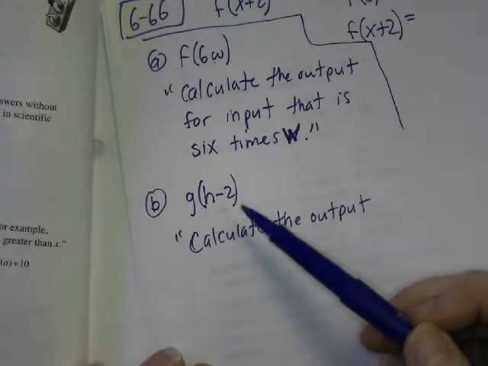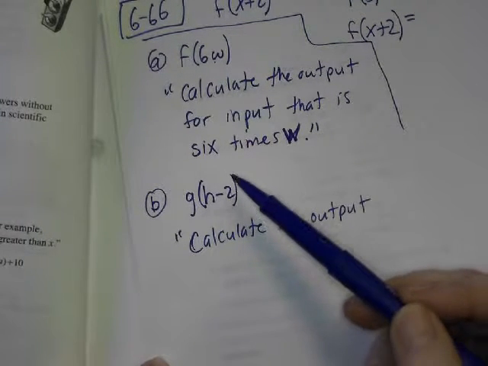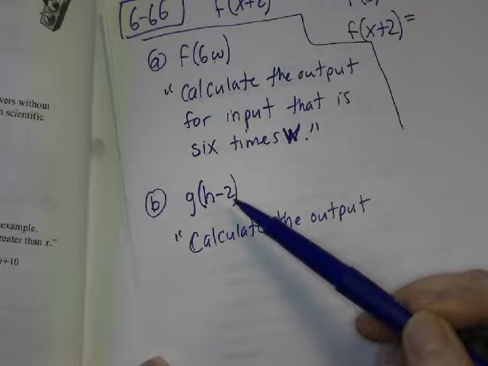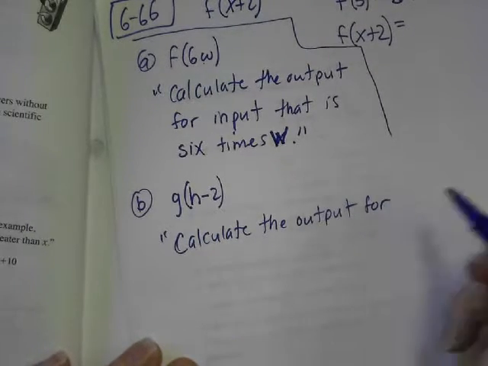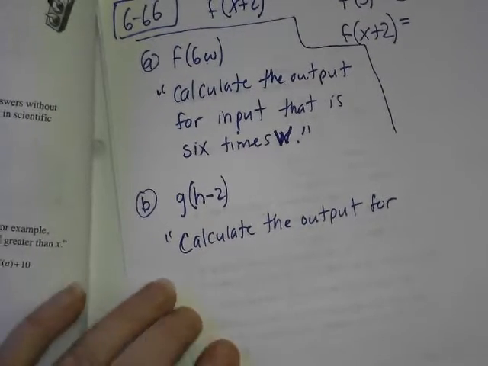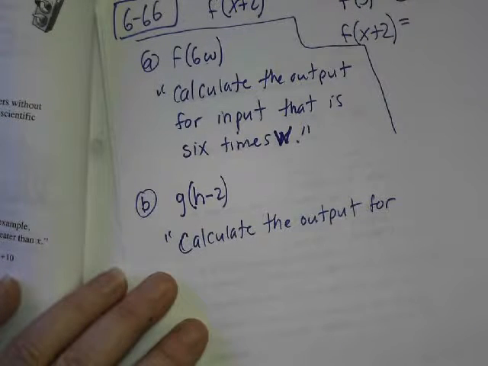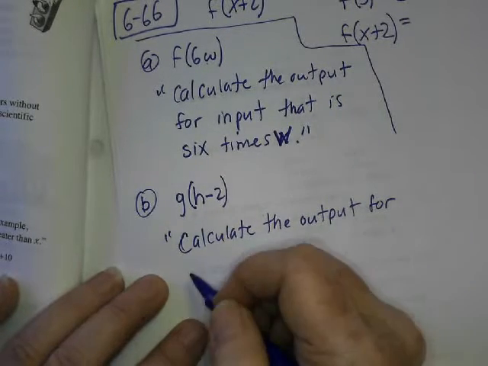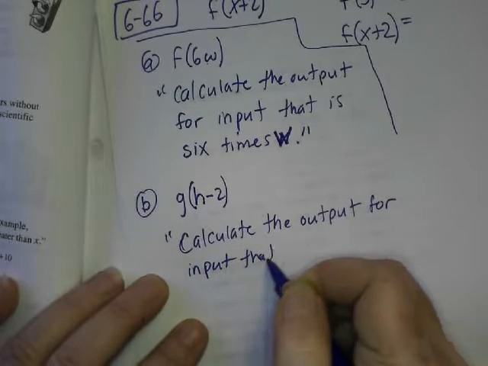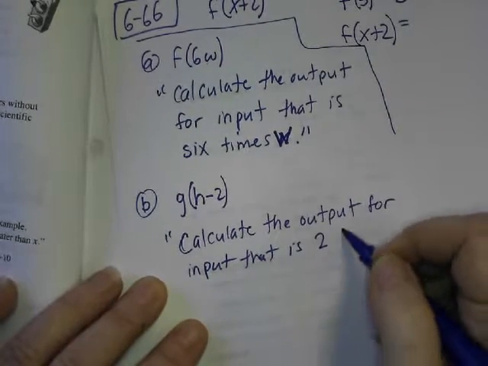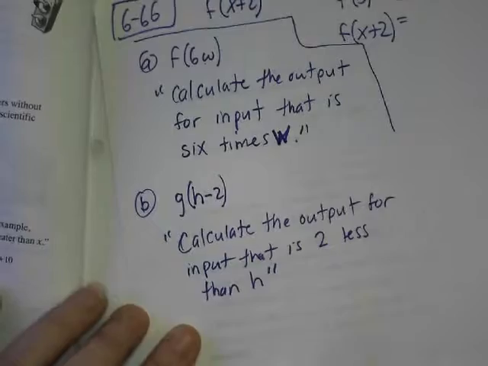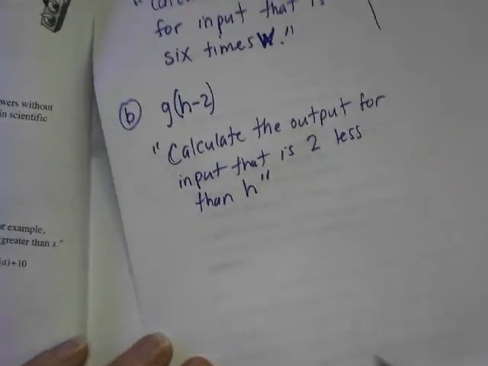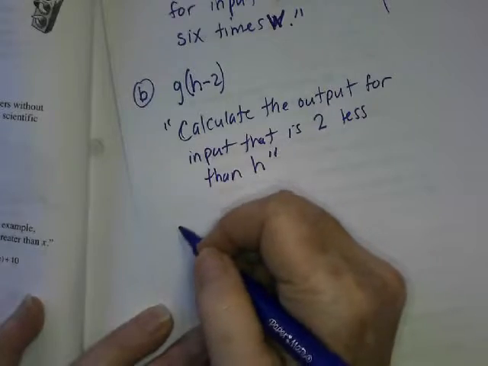So this one, you would calculate the output for an input that is 2 less than h, right? I think the reason they're doing this is they want you to understand what function notation is, so that for later, when you see it, you'll know what it means. Calculate the output for input that is 2 less than h. So there's 2 more to do. You guys will catch on, and then you'll be doing it kind of on your own.